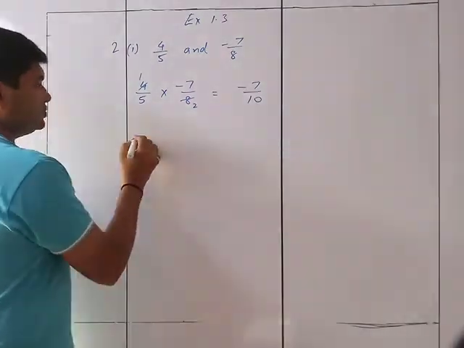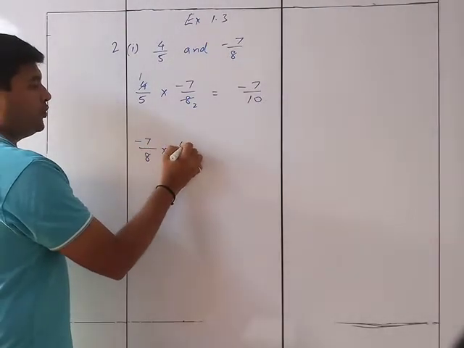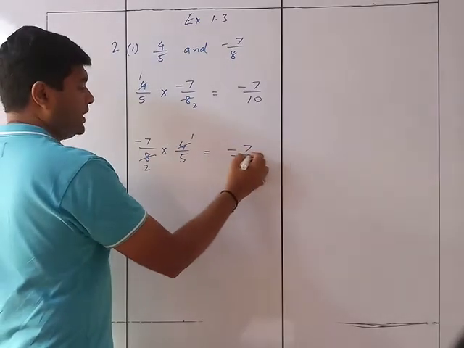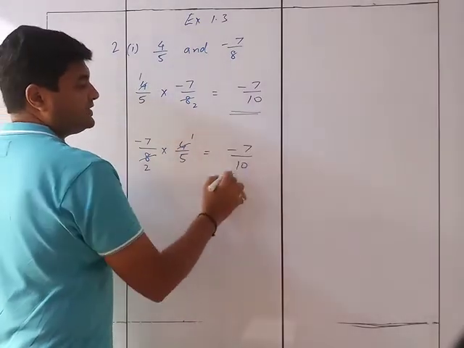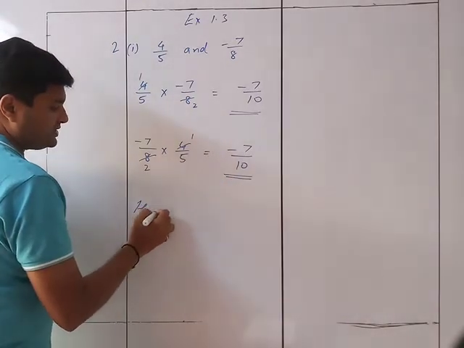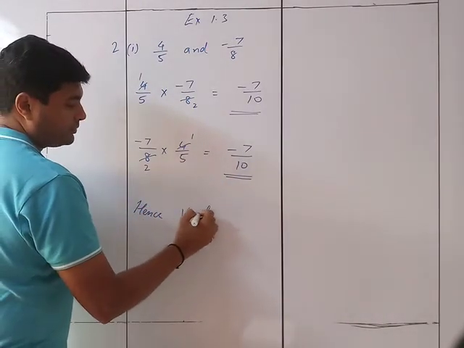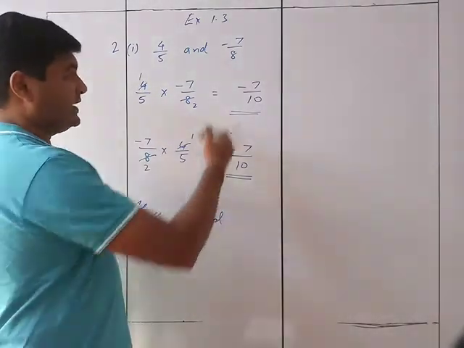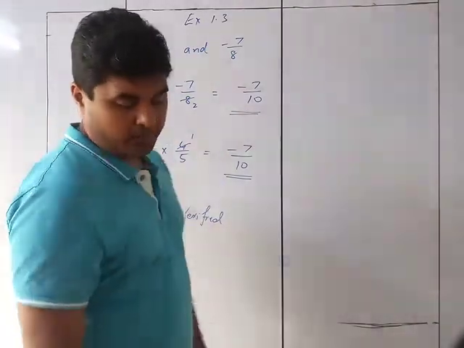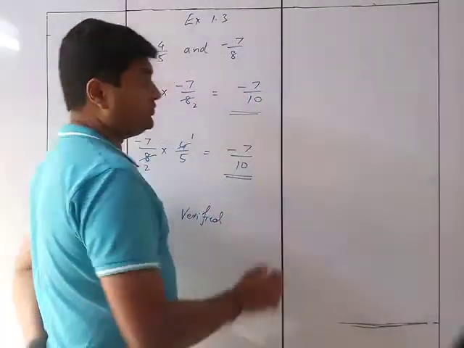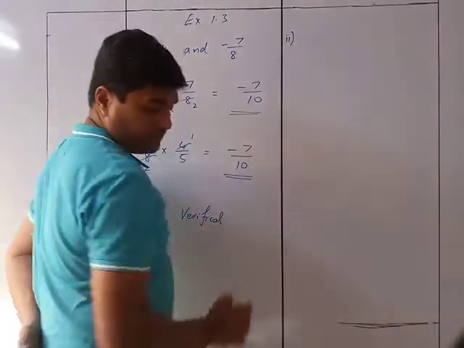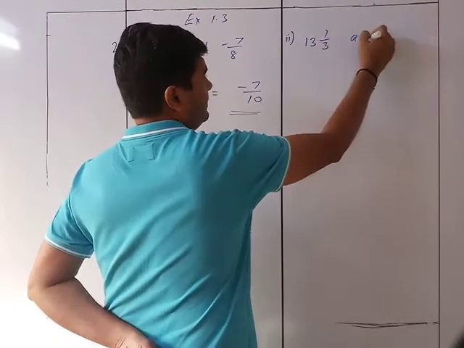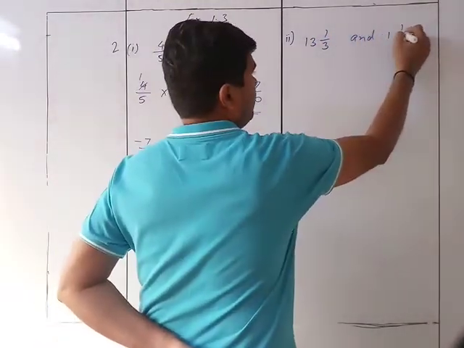Now interchanging it, it is minus 7 upon 8 into 4 upon 5. Again the same thing, 4 ones are 4, 8 twos are 8, that is minus 7 upon 10. Since we are getting the same answer over here, we say hence verified. Understood? Because the answers are the same, we are verifying the commutative property in the case of multiplication for the pairs of rational numbers.